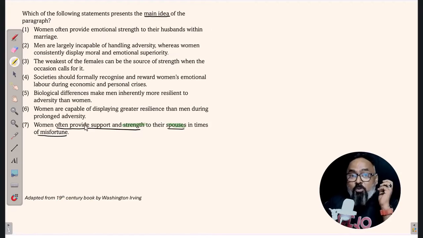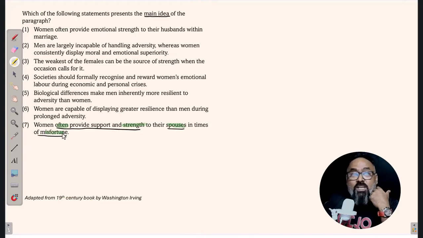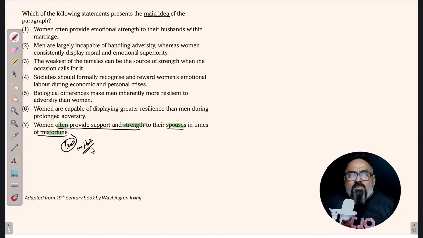Women often provide support and strength. Often is also an absolutely nice word, because I've often had an occasion to remark that fortitude is something that often happens. It happens in the context of misfortune. You see that every single statement is truth. When you look at this, it's like 100% truth. And it's also the main claim that is being made.